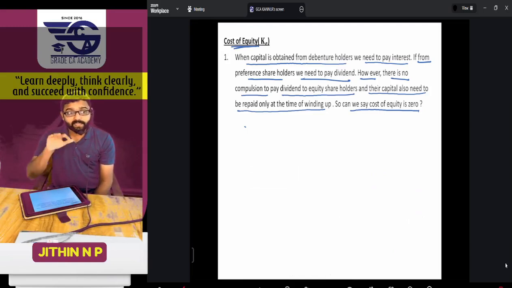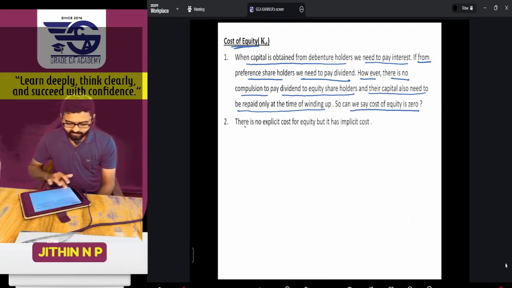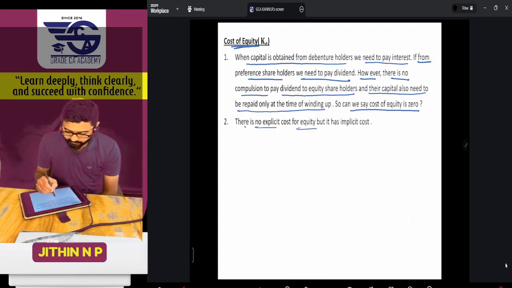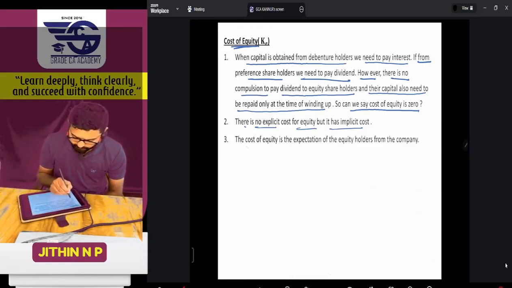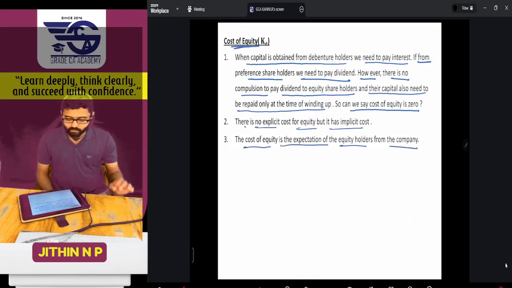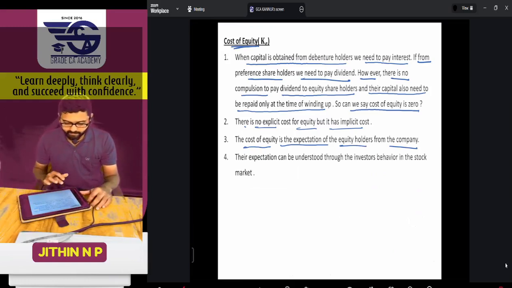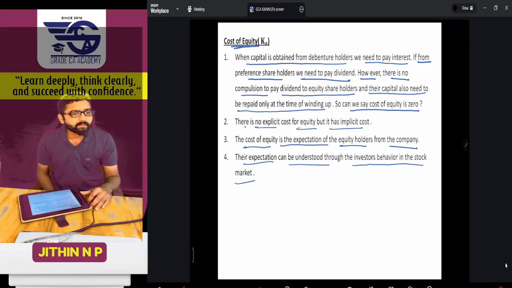But there is an expectation from the point of view of investors. That expectation, if we quantify it as a percentage, is called cost of equity. There is no explicit cost for equity, but it has an implicit cost. The cost of equity is the expectation of equity shareholders from the company. That expectation can be understood through the investors' behavior in the stock market.